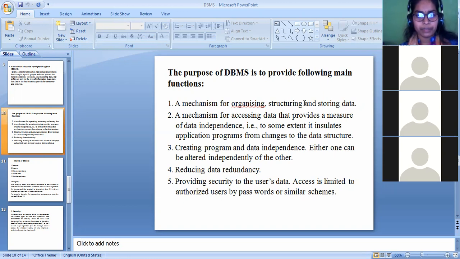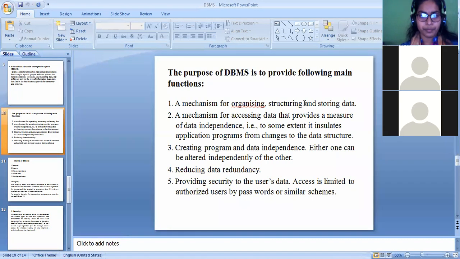Fifth is providing security to the user's data. Access is limited to authorized users by password or a similar scheme. Just see that example of a mobile phone. Without entering a password, we cannot open our mobile phone, as well as our Facebook. On our Facebook account, if we do not enter username and password, it cannot be opened. So it provides security to secure our data in our mobile phone or in our Facebook profile.